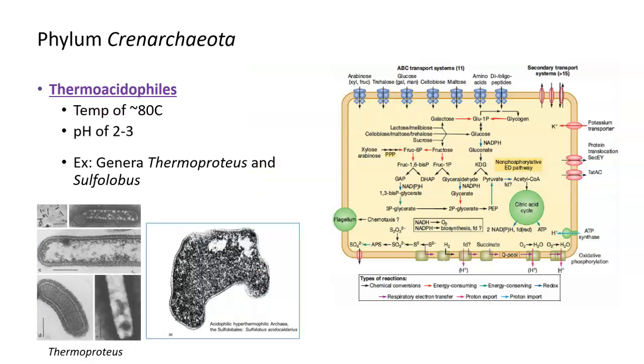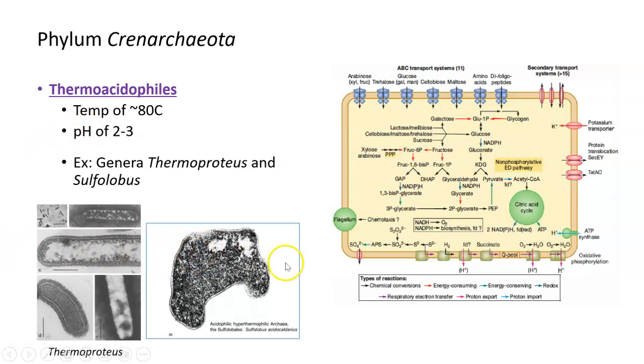In addition to just the hyperthermophiles, there are also some members of the phylum Crenarchaeota that are considered thermoacidophiles. So they're thermophiles. They like a temperature of around 80 degrees Celsius, but they also really like acidic conditions or low pH, particularly a pH of 2 or 3. This is around the same pH as your stomach acid, so this is an extremely acidic environment. There are some members of the thermoacidophile group down here.